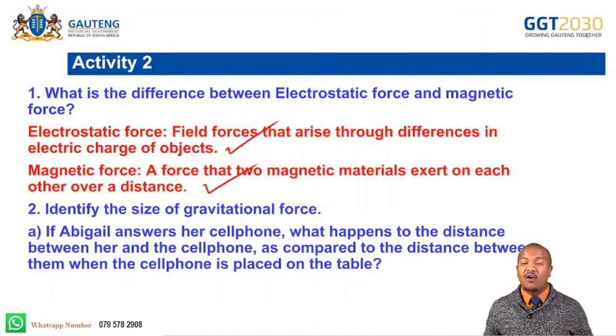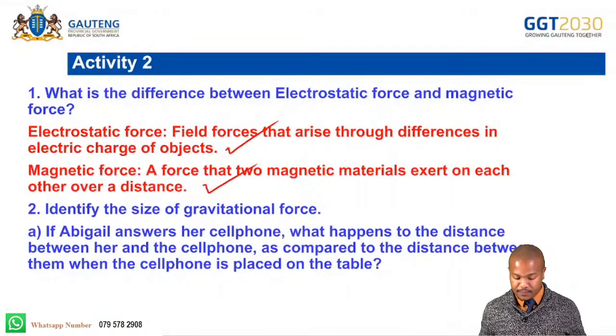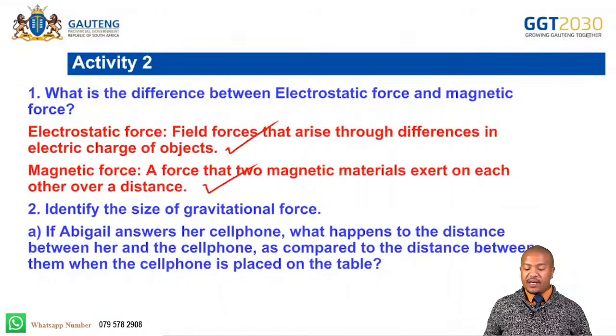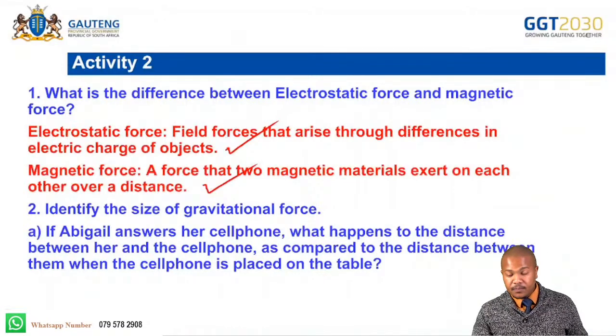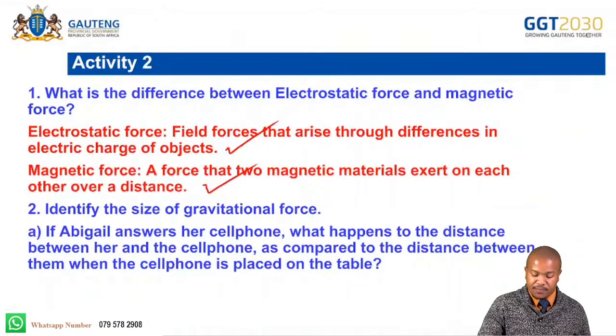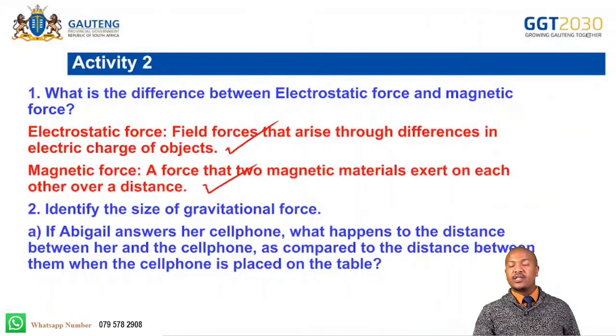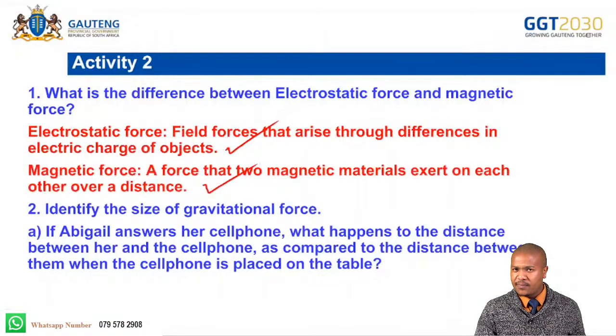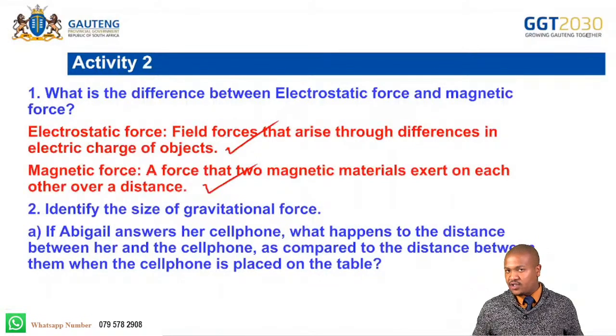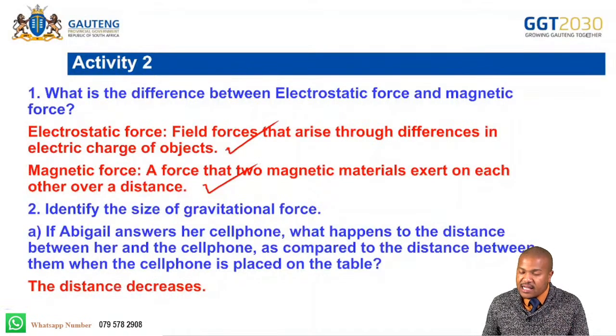So now, number 2, identify the size of gravitational force, right? So if Abigail answers her cell phone, what happens to the distance between her and the cell phone as compared to the distance between them when the cell phone is placed on the table, right? So remember our section where we talked about the size of gravitational force, right? So what is going to happen here? The distance decreases, right? The distance decreases.